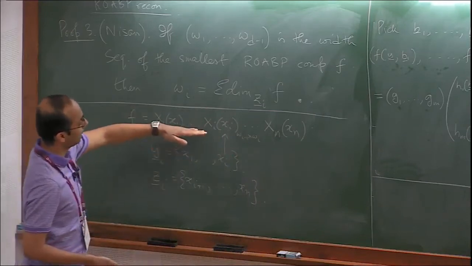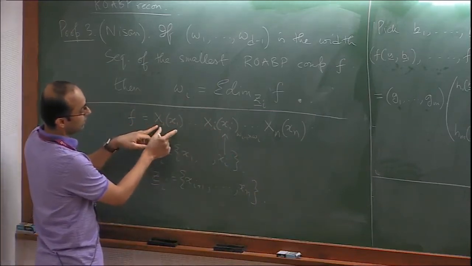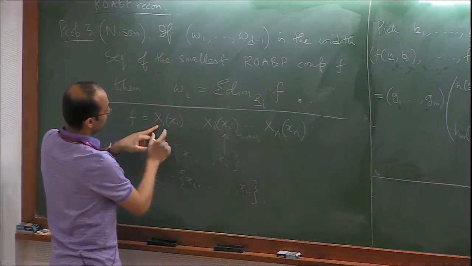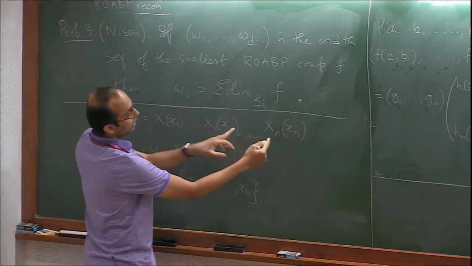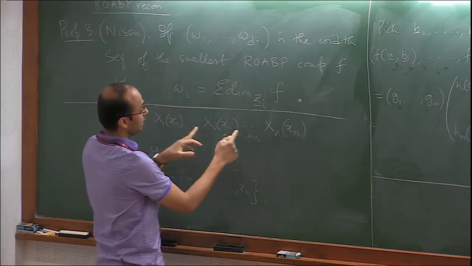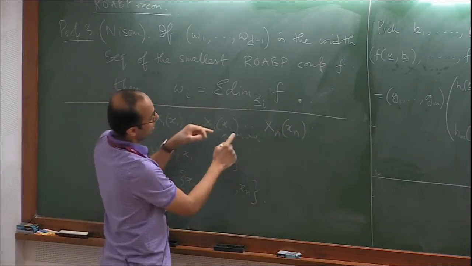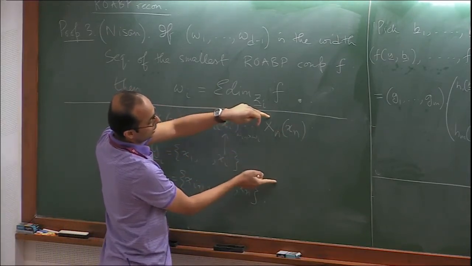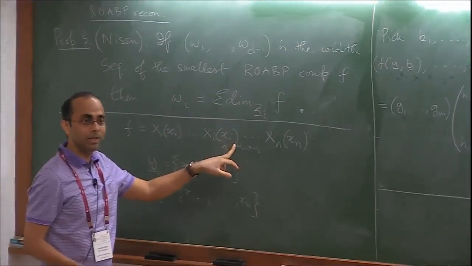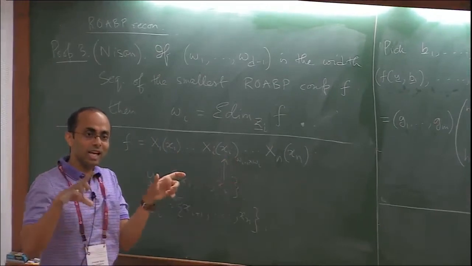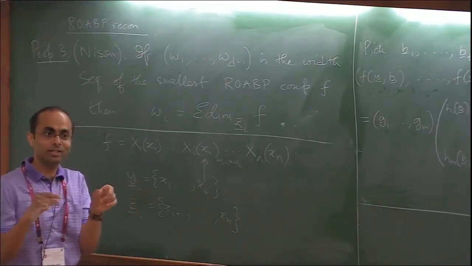The reason being, at this point, you break it up. This is a row, and this is a column. So the entire F, you can write it as a product of this row times the column from here to here. This is my G1 through G_{W_i}, and this is my H1 through H_{W_i}. And because this is the smallest ROABP, these G_i's and H_i's must be linearly independent. Otherwise, you can shrink it further.